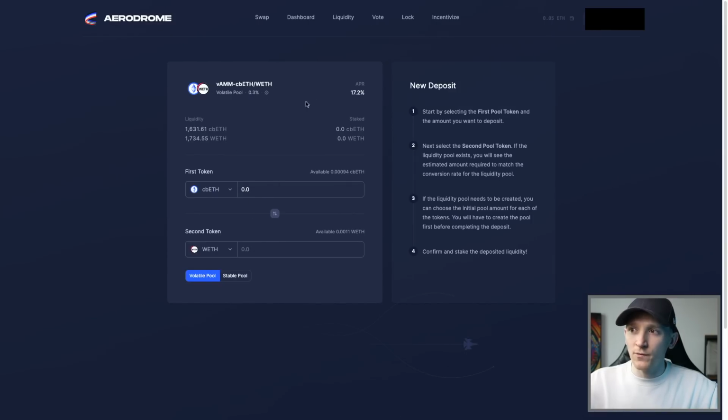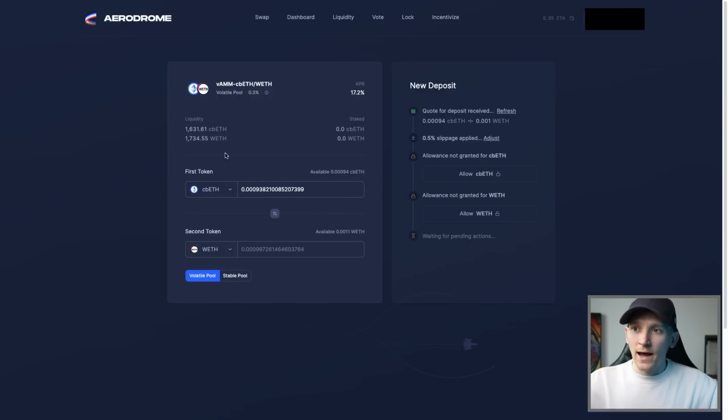The trading fee is 0.3%. This is the APR, probably yesterday's APR. This is going to change dramatically based on trading volumes and how much fees are paid. But it's a decent APR for now. And these are the two assets in the ratio that we need to add them. So if you have a token that you need to put into the pool, you can just put an amount in here.